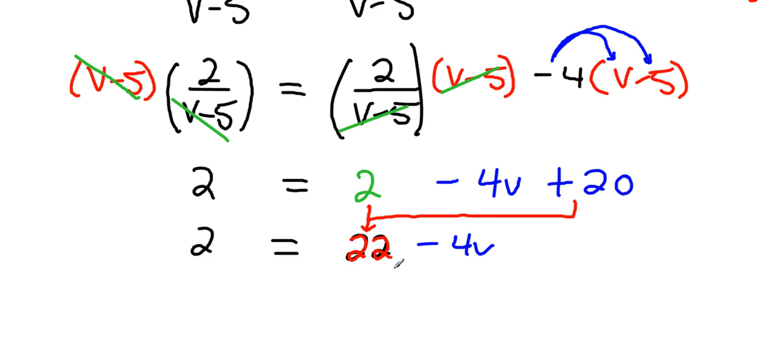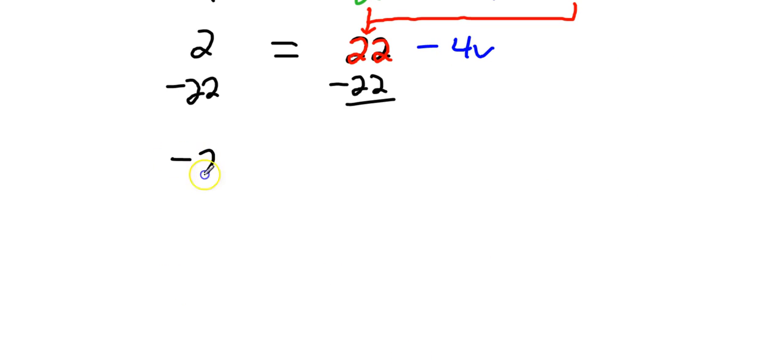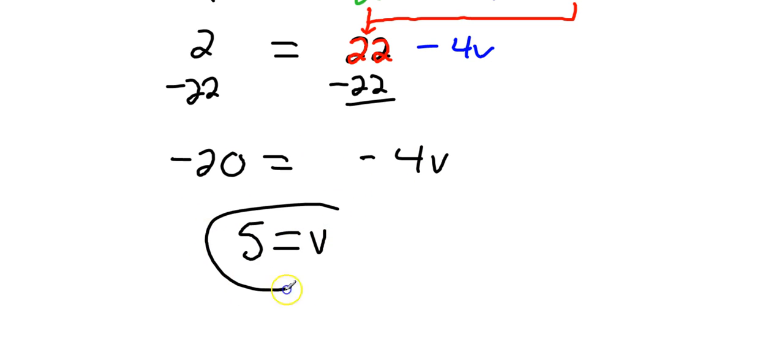Okay, and now that you've got those two together, now it's just one number on the right-hand side. That's the number we need to get rid of. So let's get rid of that 22 and let's subtract 22. Move it over here. And when you take negative 20, divide it by negative 4, v would equal 5.